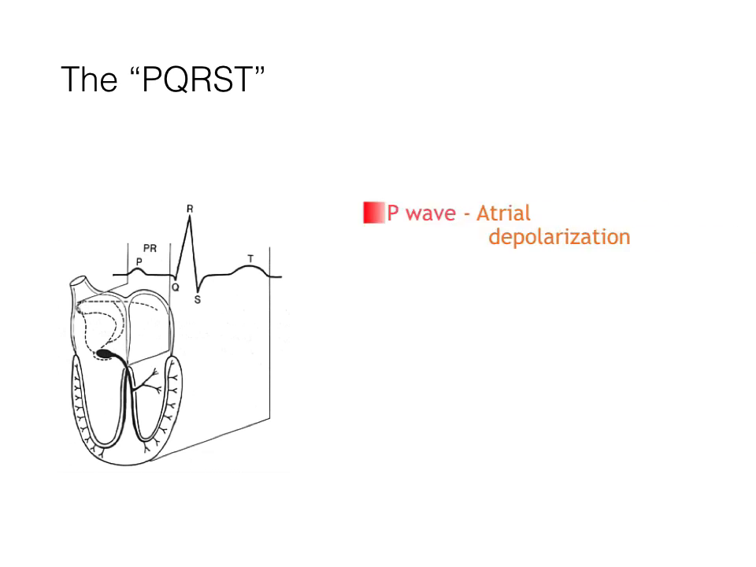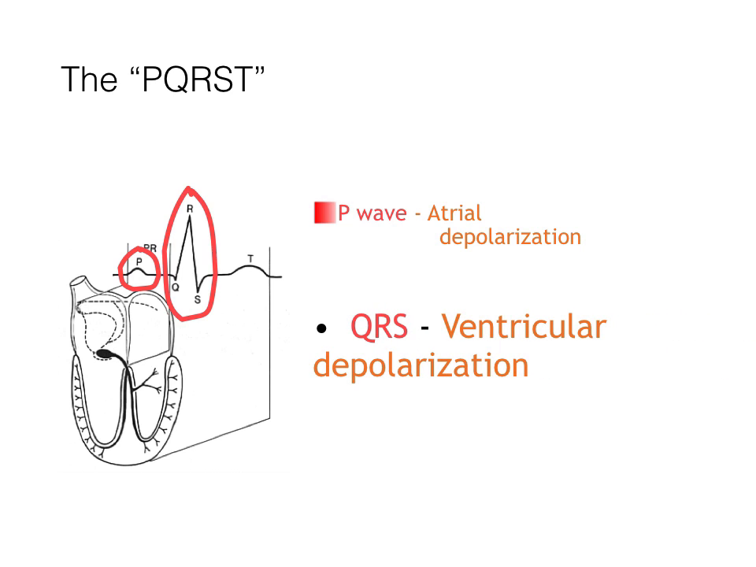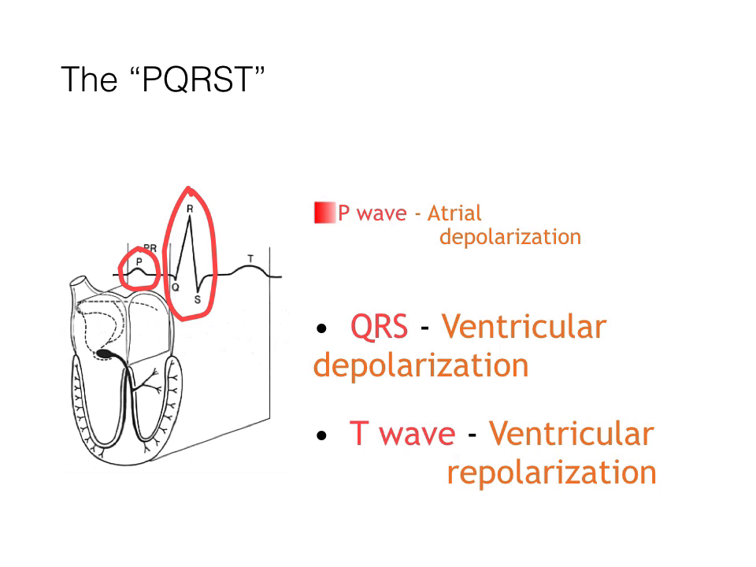PQRST are the different waveforms of the ECG. P waves represent atrial depolarization. The QRS complex represents ventricular depolarization. T waves represent ventricular repolarization. Atrial repolarization is not shown in the ECG as it is superimposed by ventricular depolarization, meaning the QRS complex.